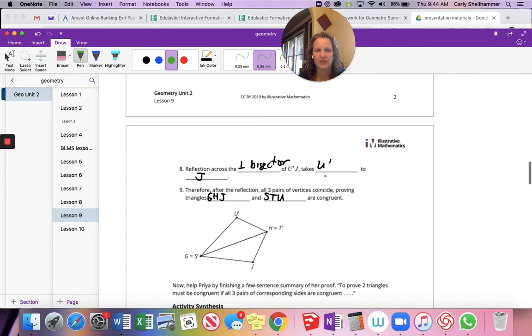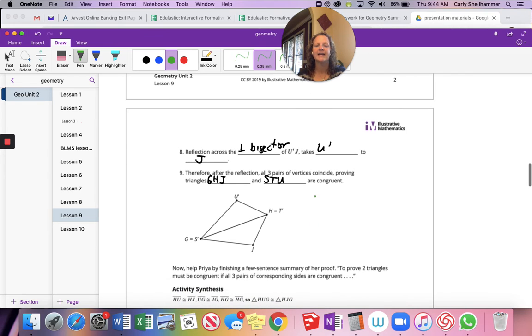Therefore, after reflection, all three coincide. Yep, they did it a different way than I did, which is great. And you could do it a third way that neither the book nor I did, and it would be great. It works. Again, I prefer column proofs.